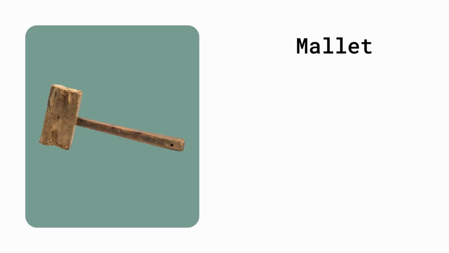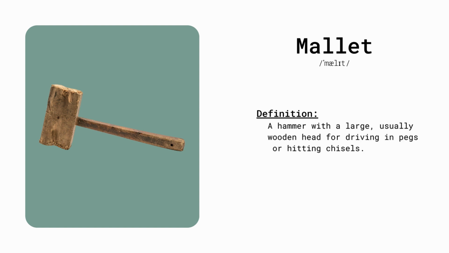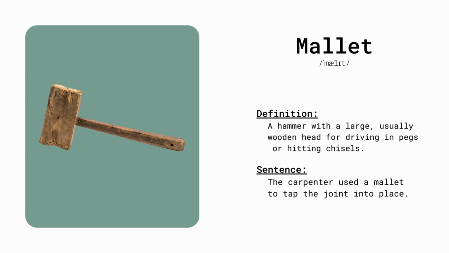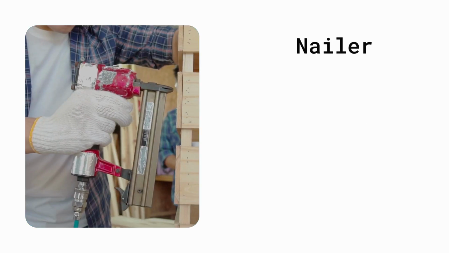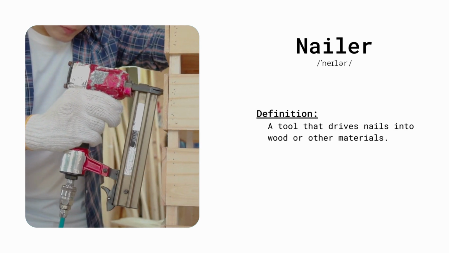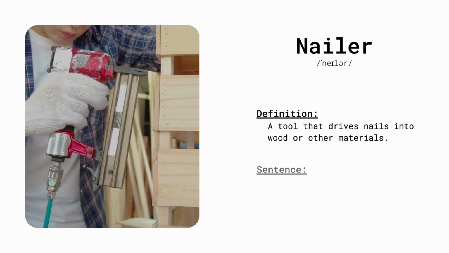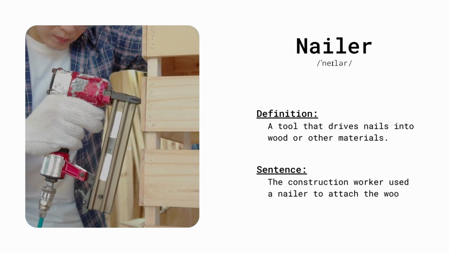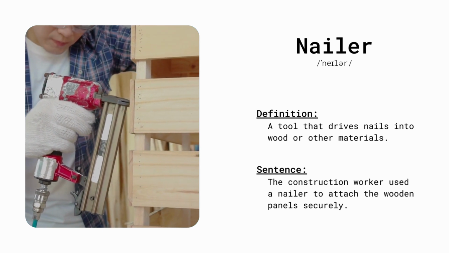M is for mallet. A hammer with a large, usually wooden head for driving in pegs or hitting chisels. The carpenter used a mallet to tap the joint into place. N is for nailer. A tool that drives nails into wood or other materials. The construction worker used a nailer to attach the wooden panels securely.